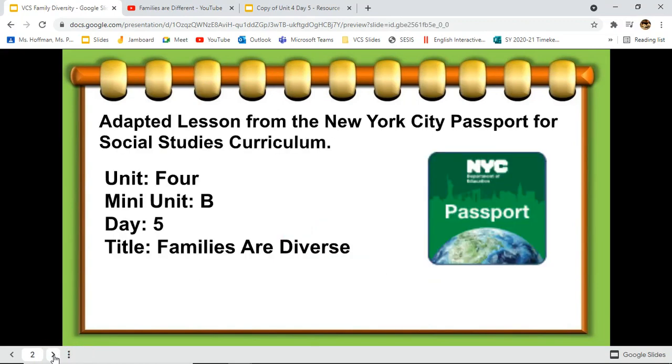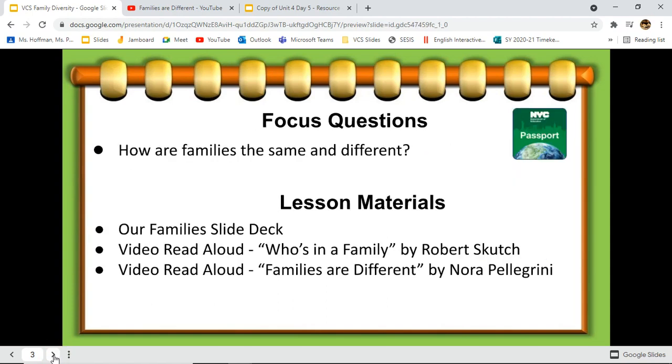This lesson is adapted from the New York City Passport for Social Studies curriculum. It's Unit 4, Mini Unit B, Day 5, and the title is Families Are Diverse. The focus question: how are families the same and different? Lesson materials: our family slide deck, video read aloud, Who's in a Family by Robert Scutch. Also, the video read aloud, Families Are Different by Nora Pellegrini.